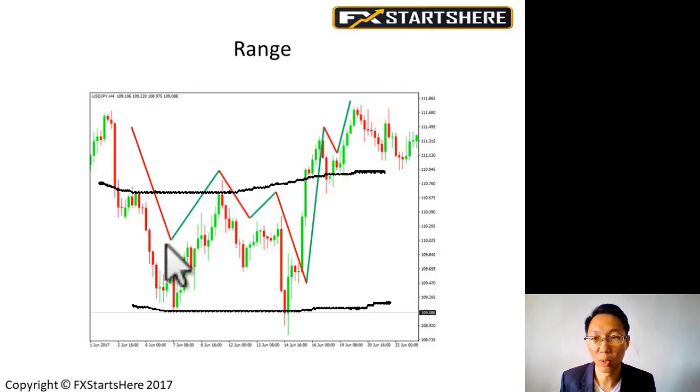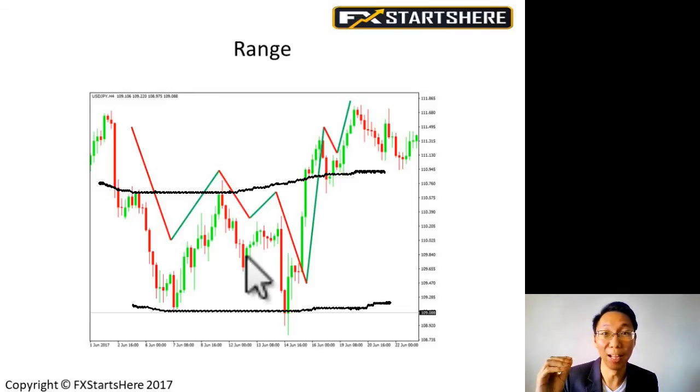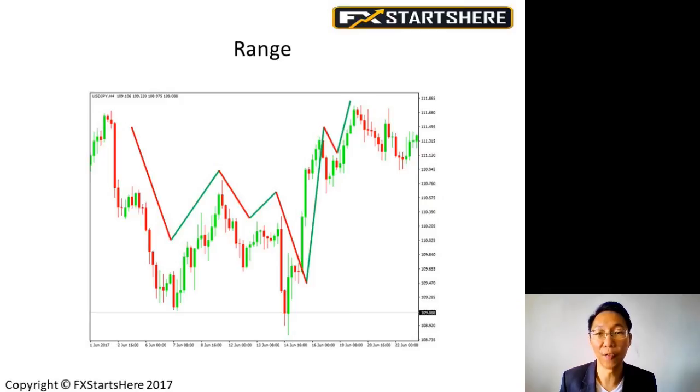So when you see a range, what should you do? Trade the trend strategy. Remember this, and you're going to be profitable, more profitable than 90% of all the traders in the world out there. This concludes today's very, very important lesson on phases of the market.